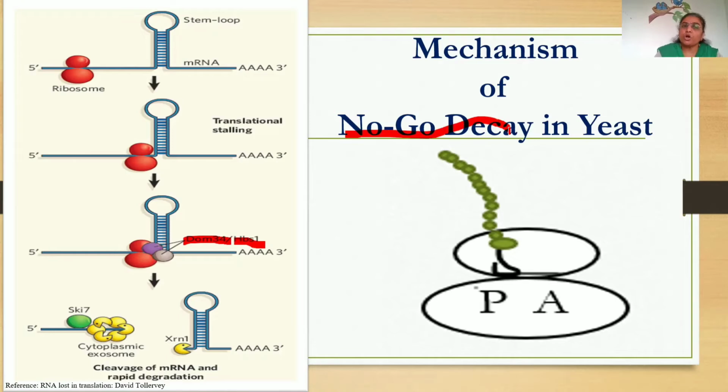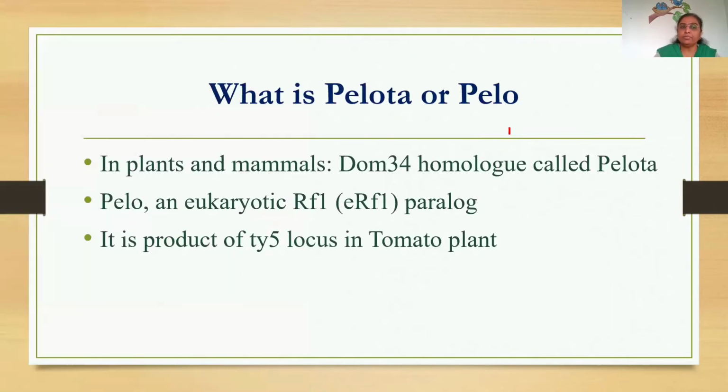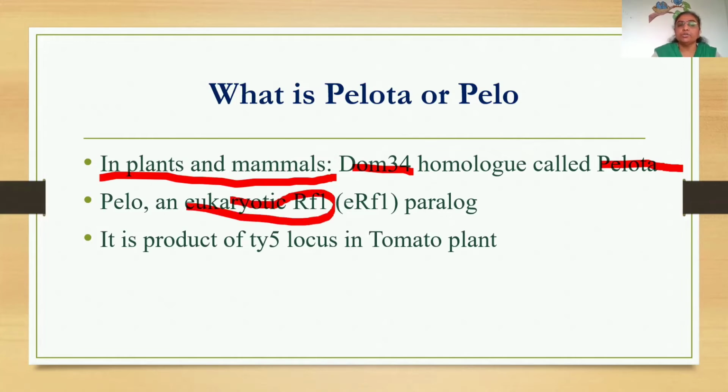Dom34 works like a release factor. It is a homologue of the release factor, and in plants and mammals the homologue of Dom34 is known as Pelota. This Pelota is like the eukaryotic release factor.